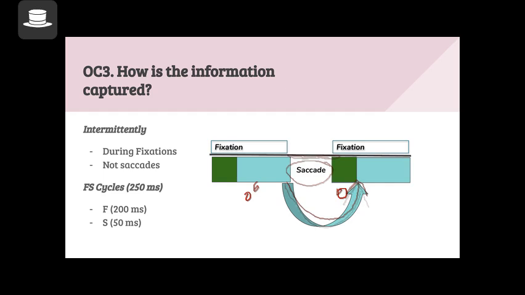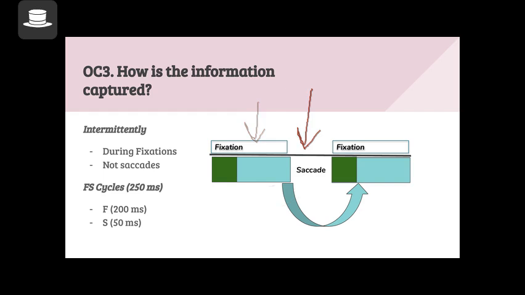Okay. So we said that this is for 200 milliseconds, and this is for 50 milliseconds, for a total of 250 milliseconds. And only during fixation do your eyes actually capture any information from the external world. During a saccade, it actually is blind to the external information.